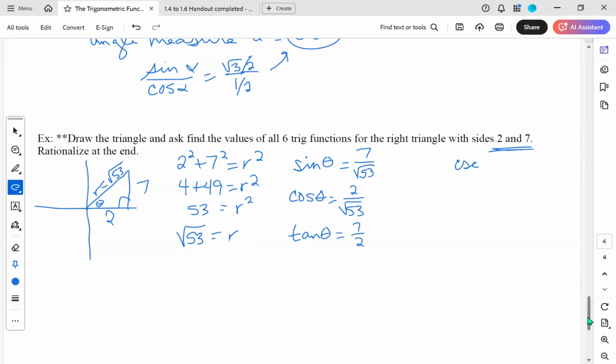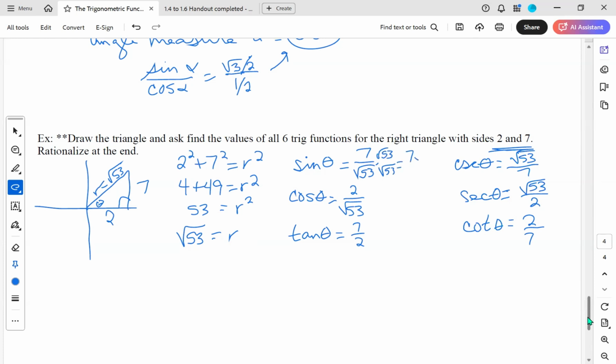Now I want to do my cosecant of theta, my secant of theta, and my cotangent of theta. Now, the reason why I said don't rationalize, because when you do your reciprocal identities, if you had rationalized your sine, you would have to rationalize again for cosecant. So get all 6 of them and then go rationalize as needed. So this one is going to be square root of 53 over 7, square root of 53 over 2, and then 2 over 7. So if you do all 6 at first, then all I have to do is rationalize 2 of them. Square root of 53 on the top and the bottom.